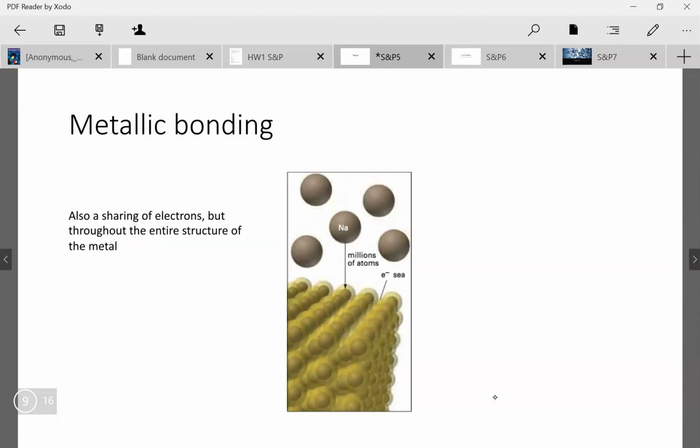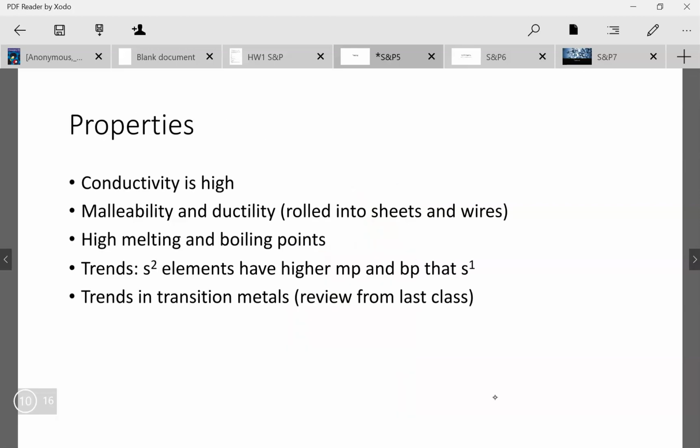Next one, we briefly mentioned this before. Metallic bonding occurs between the atoms of a metal, like iron or zinc or sodium, and it represents metal ions basically held together with electrostatic interactions with free electrons. So there's an electron sea, which is the glue that holds all these atoms together, and they share these electrons throughout the entire structure of the metal.